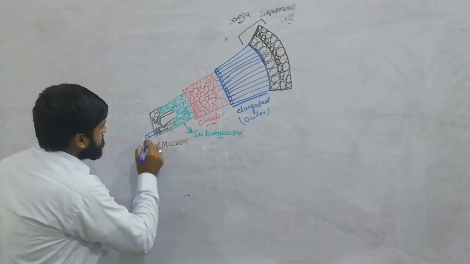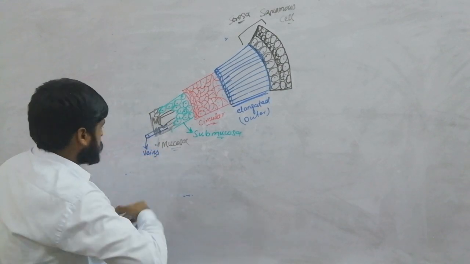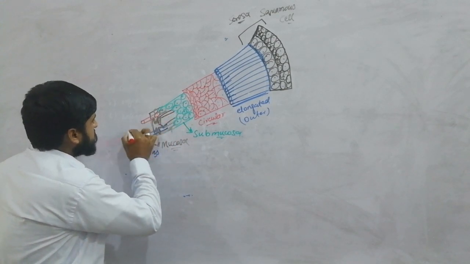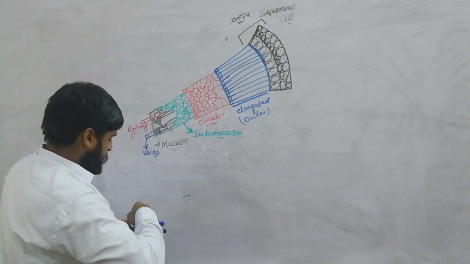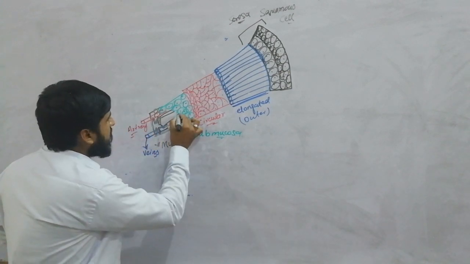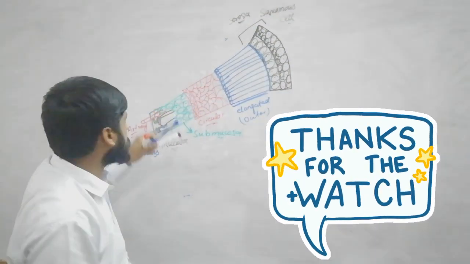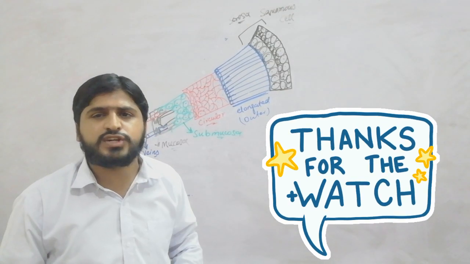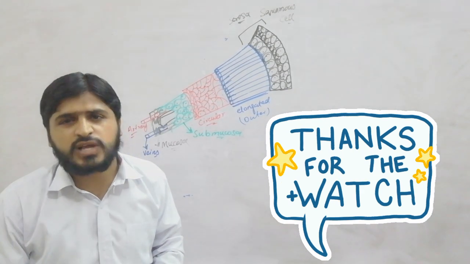These are the veins, while this is the artery. There is also presence of the nerves. Nerves and lymphatics are also present in the submucosa. This is the structure of the four layers of the tubes: mucosa, submucosa, muscularis and the serosa.